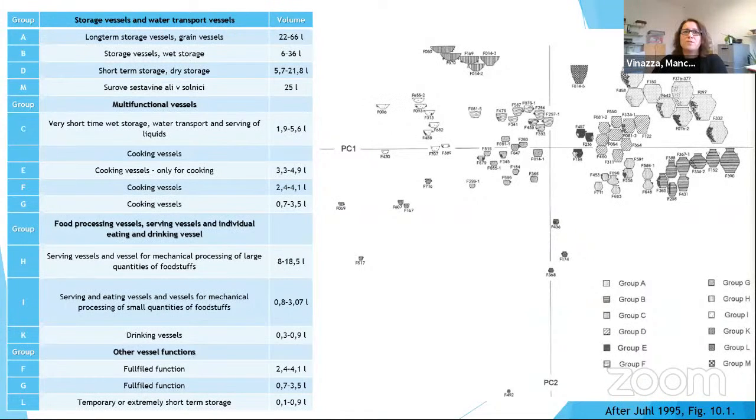First group, storage vessels and water transport vessels. Then second group, multifunctional vessels. Third group is cooking vessels. Fourth group represents food processing vessels, serving vessels, and individual eating and drinking vessels. And fifth group are vessels with other function.